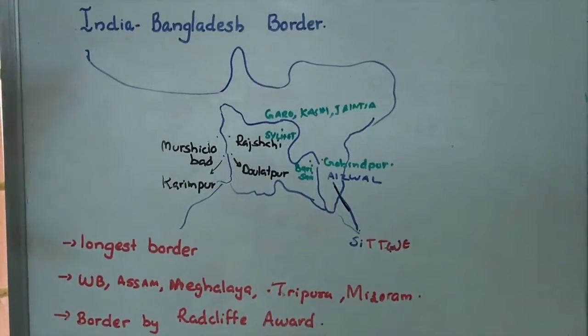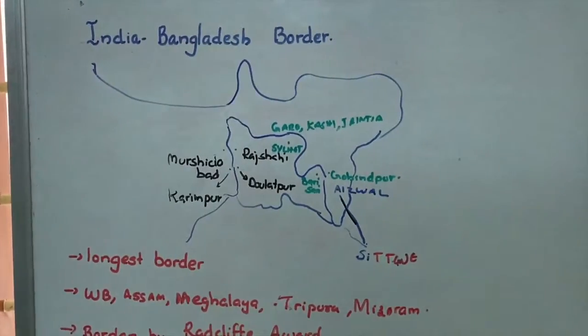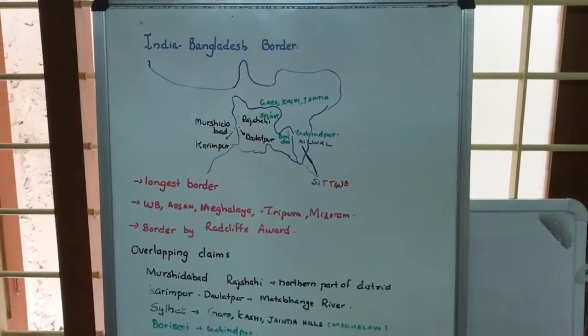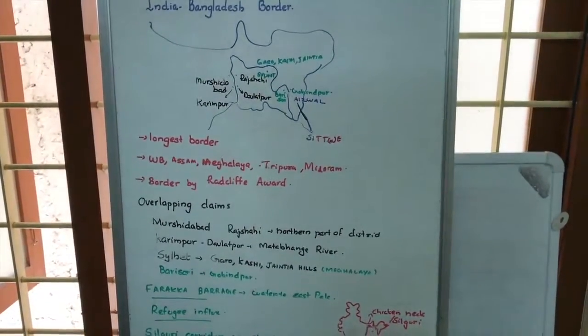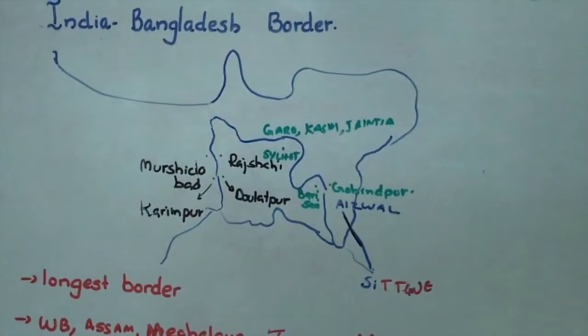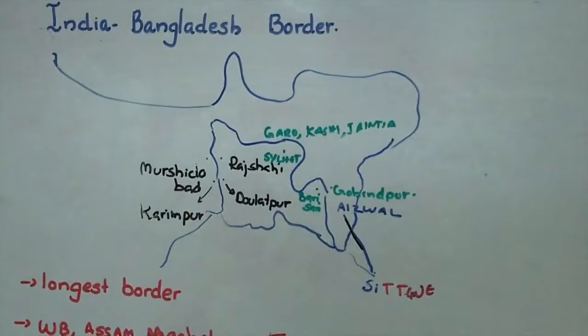So even now this influx remains one of the main threats to our bilateral relationship, and that's all about the India-Bangladesh border, and some of the disputes that have occurred, and even now some of them persist. Thank you.